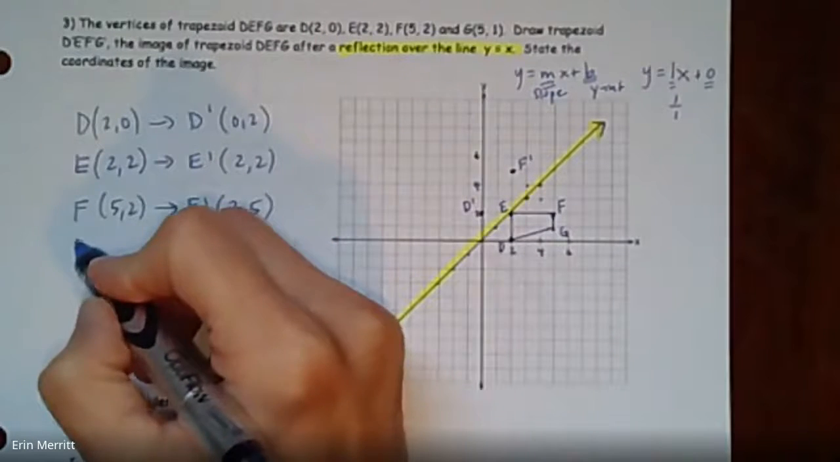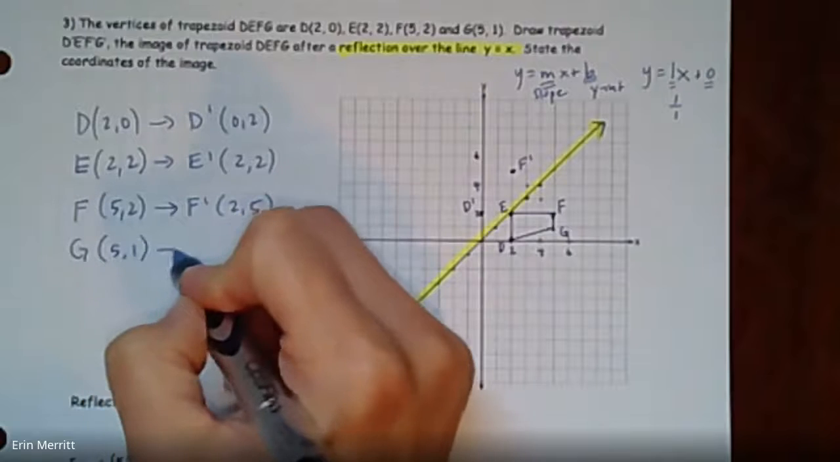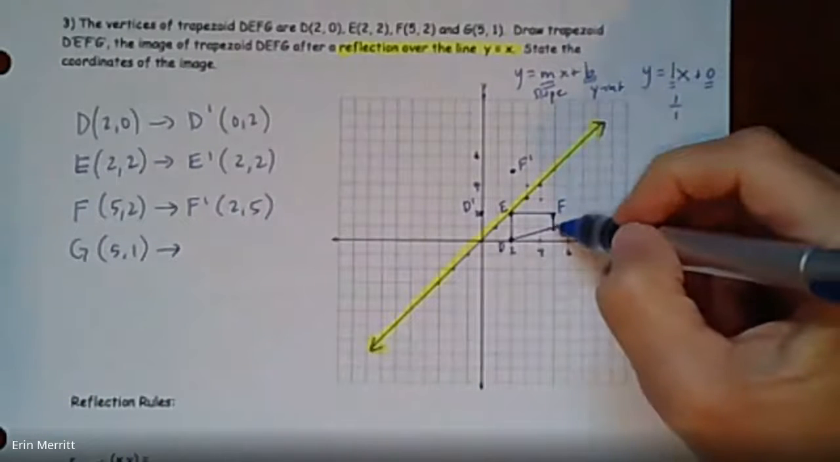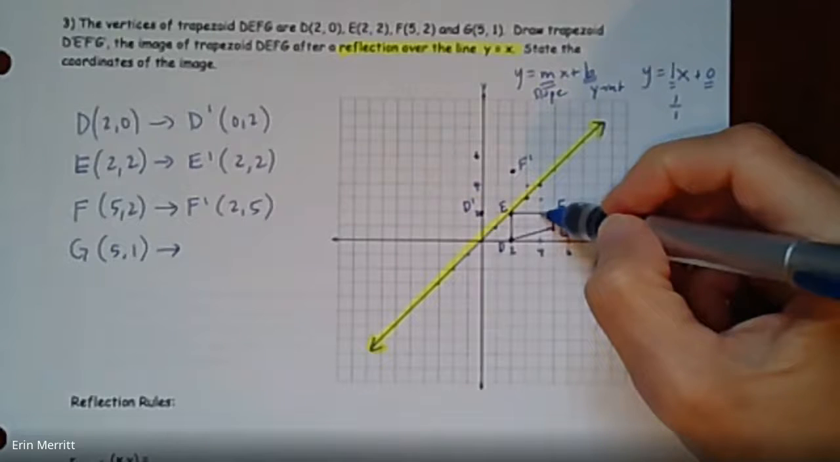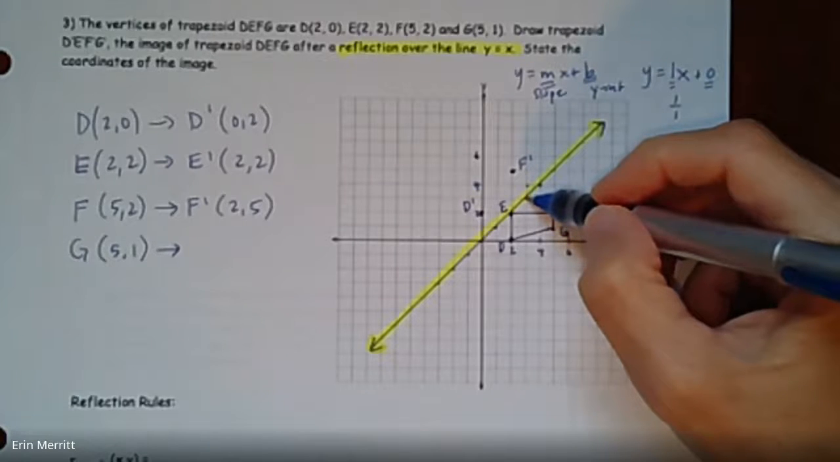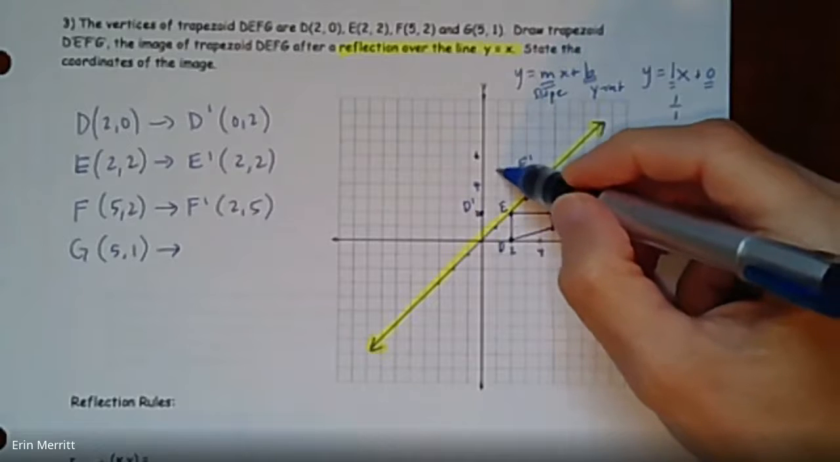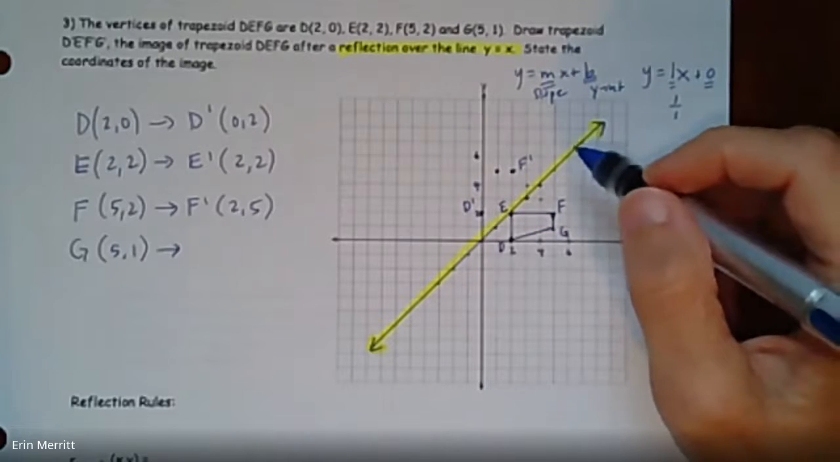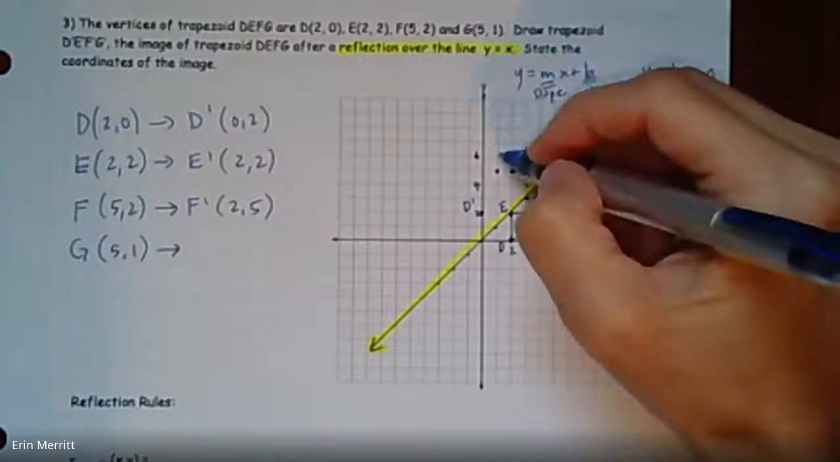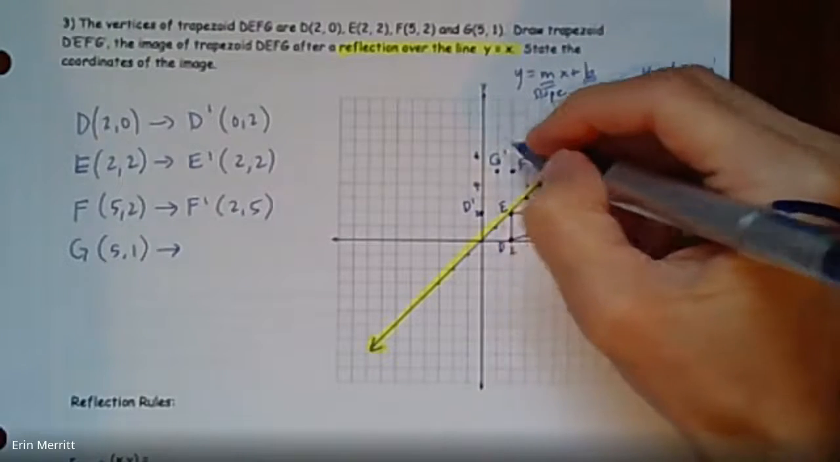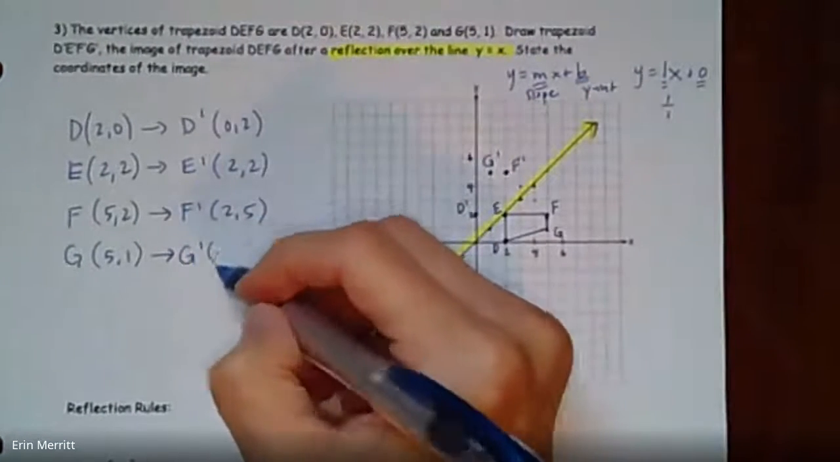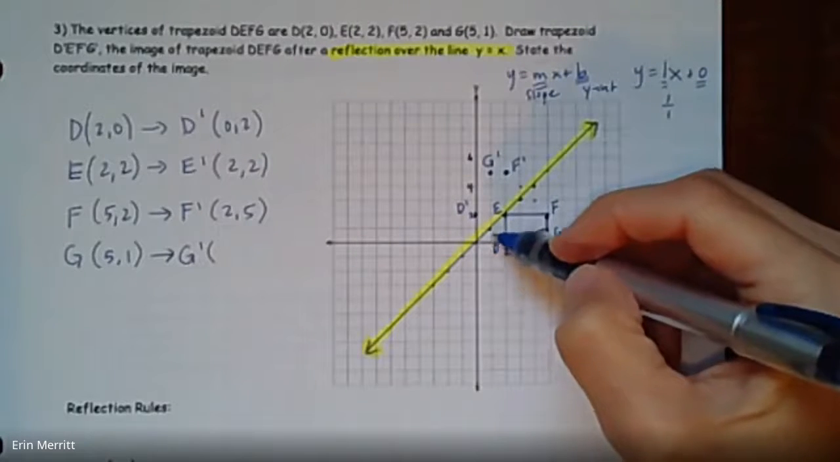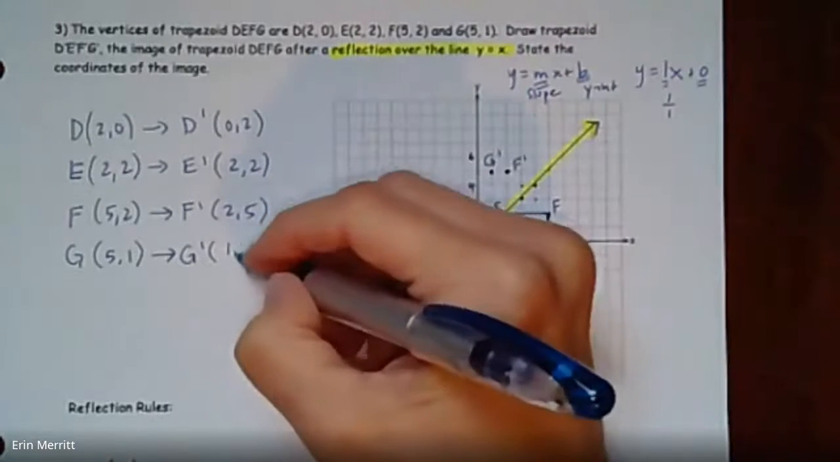And then lastly, we've got G at (5, 1). Let's see if we can play that same game. You're going corner to corner. So I'm going bottom right to top left, and I do that twice. So let's go twice past it. That's where G should land. Or G prime, excuse me. So G prime is the point (1, 5).